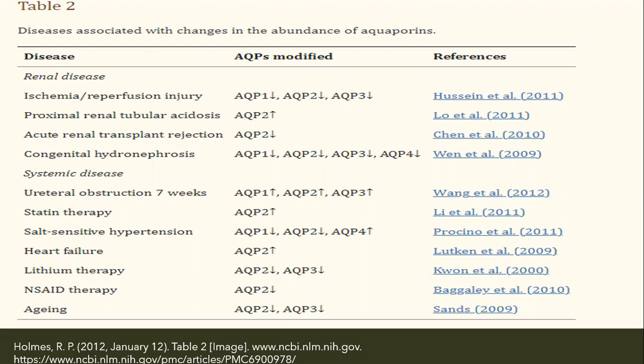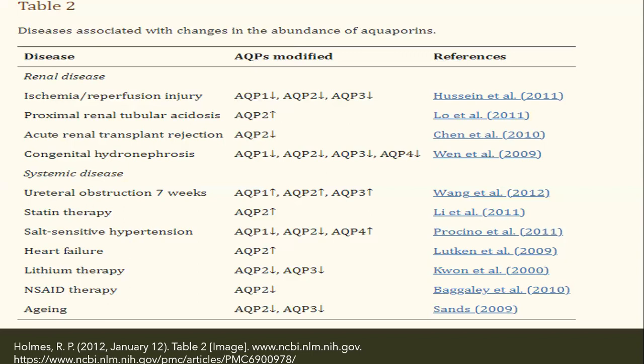So in this case, it's not that the aquaporin is not being released properly. It's that there's a mutation in the protein itself, and because it's not shaped right, so to speak, the kidney is not able to use it properly, and therefore it's going to have problems concentrating the urine in the case of AQP2. Diabetes mellitus can also affect the function of AQPs.